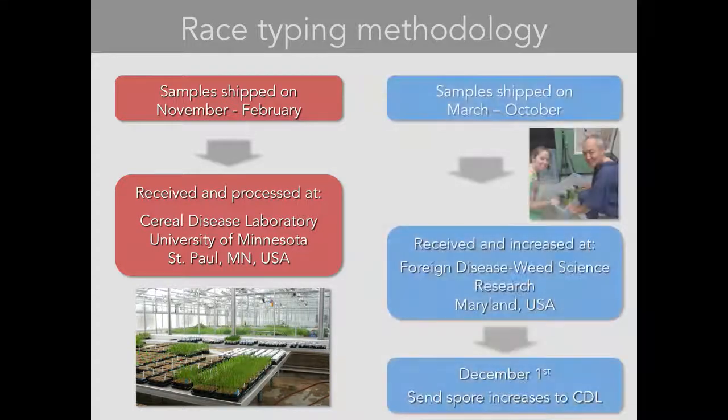So what happens with the samples that are collected and shipped outside of the winter season? We do have a support laboratory, the Foreign Disease Weed and Science Research Laboratory in Fort Detrick, where the samples shipped between March and October are received, and those samples are increased. So when we reach the winter months here in St. Paul, on December 1st, this laboratory ships the samples to the Cereal Disease Lab where we can process and race type them.